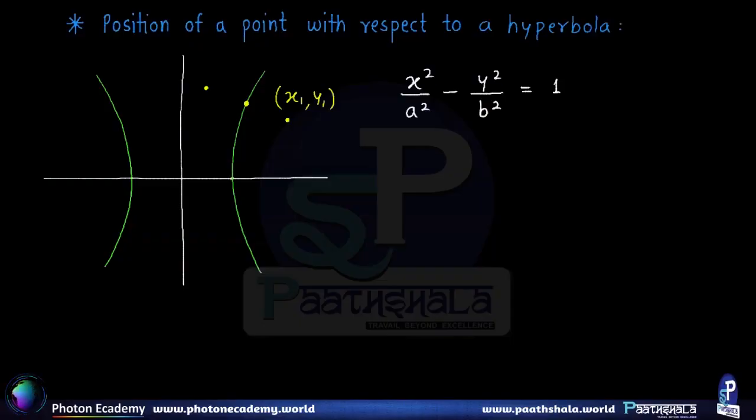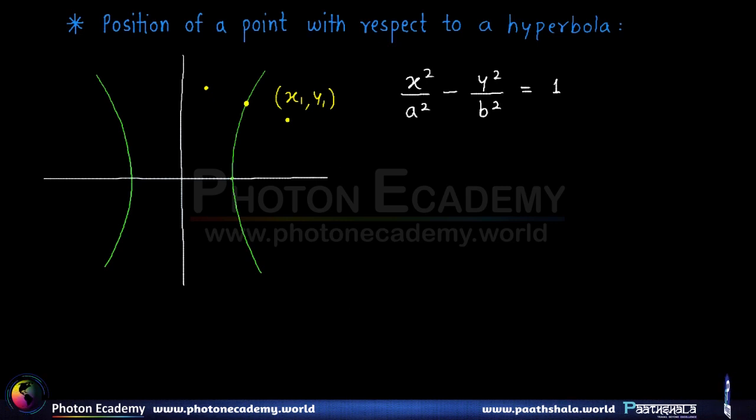Now let us see how to find the position of a point with respect to a given hyperbola. Suppose that we are given the equation of some hyperbola, and we are also given the coordinates of some point. Now how do we decide whether the point lies on the hyperbola or inside the hyperbola or outside the hyperbola? That is the position of a point with respect to the hyperbola.